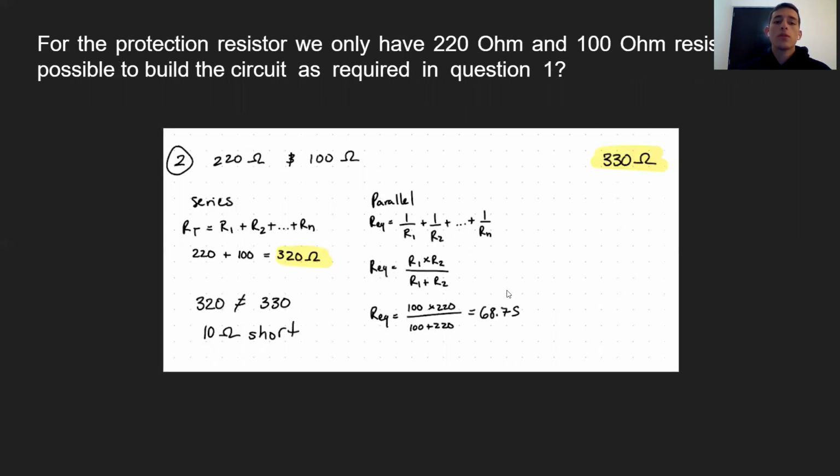As well, for the protection resistor, we only have a 220 ohm and a 100 ohm resistor. Is it possible to build the circuit? Well, the truth is that it's not, because the way that we can obtain more resistance is by connecting them in series, which gives us 320 ohms, but 320 ohms is 10 ohms too short. I also made the comparison with the parallel circuit, and it's way less. So the answer is no.